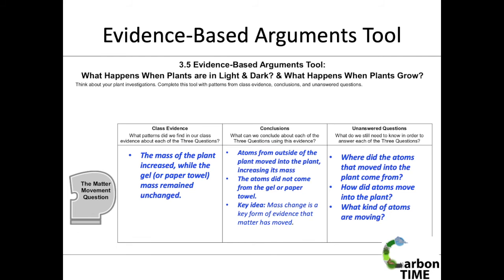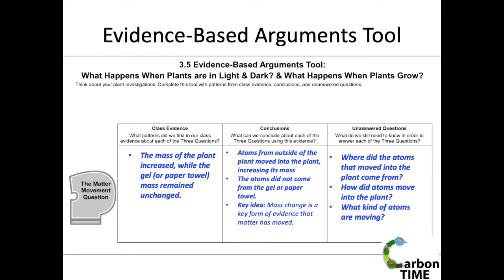Then they use these patterns as evidence on which to base certain claims. For example, they use evidence that the mass of the plant increased while the soil, either gel or paper towel, mass remained unchanged, to conclude that atoms from outside of the plant moved into the plant, increasing its mass, and that atoms must not have come from the gel or paper towel.